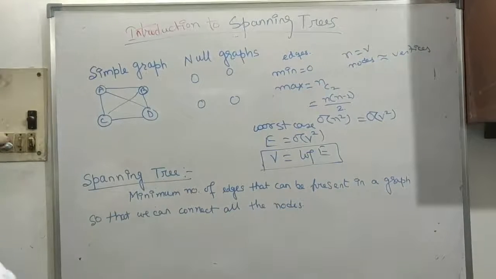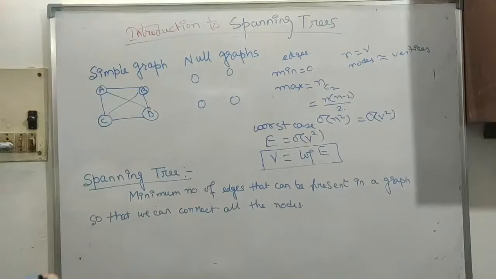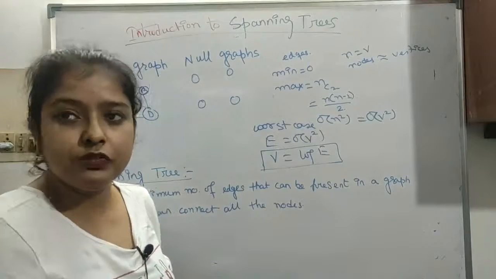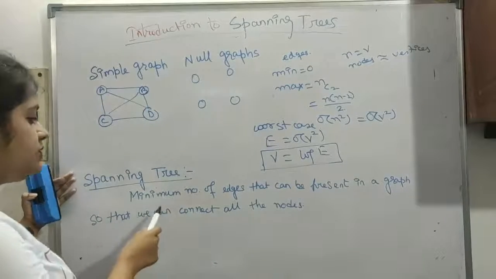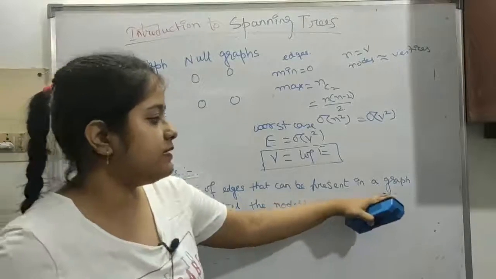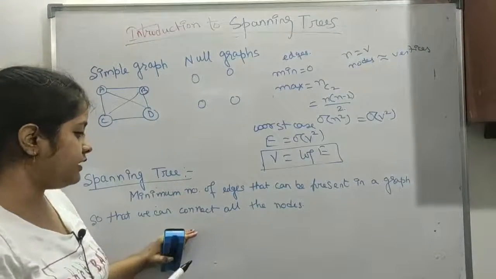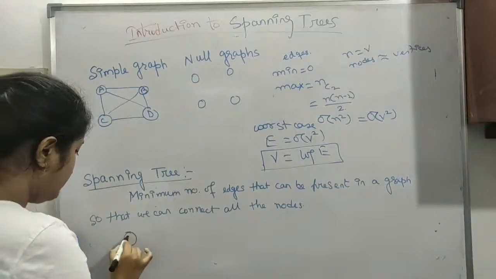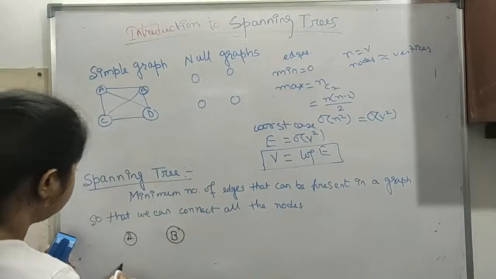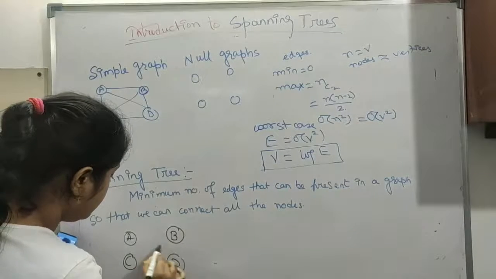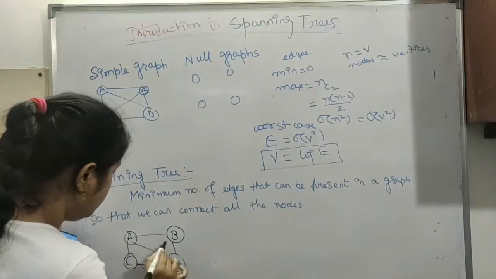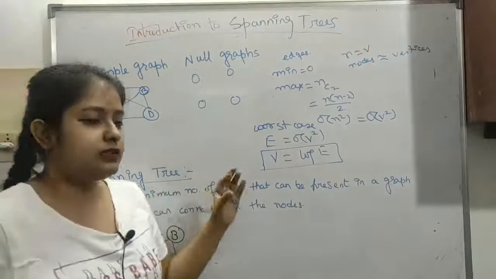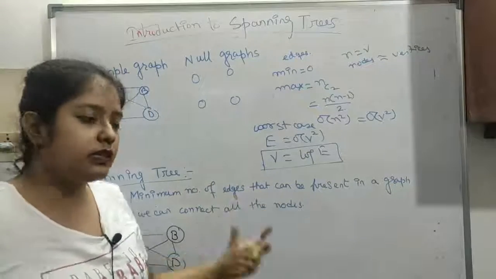So now spanning trees. What is a spanning tree? This was all just the basic idea of graphs. Now coming to spanning tree, which is very important. Spanning tree means the minimum number of edges that can be present in a graph so that we can connect all the nodes. Let's say this example, A, B, C and D. These were our nodes and edges. The minimum number of edges have to be present so that all the nodes are connected.